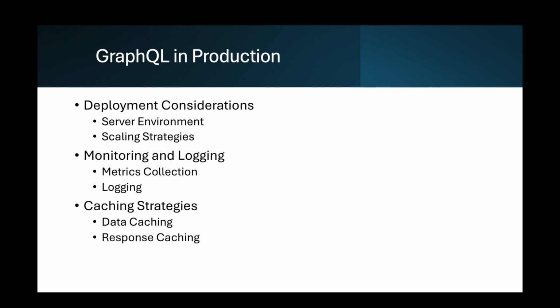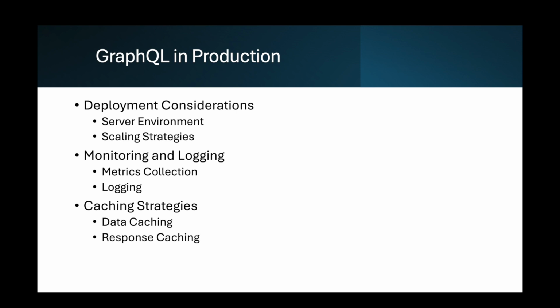For that, first one is metrics collection. Implement metrics collection to monitor the performance and health of your GraphQL server, including metrics such as request latency, error rates, and server uptime. Second, logging. Set up your logging to record important events and errors occurring in your GraphQL server, enabling easier debugging and troubleshooting.